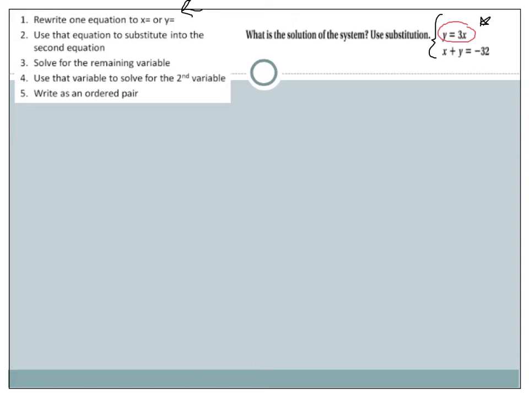Since this says y, I find every spot that has a y in my second equation, and instead of writing y, I write what y is equal to. So my second equation says x plus, now I'm not going to write y, I'm going to write 3x, because that is what y is equal to. And then equals -32. This is my step 2.